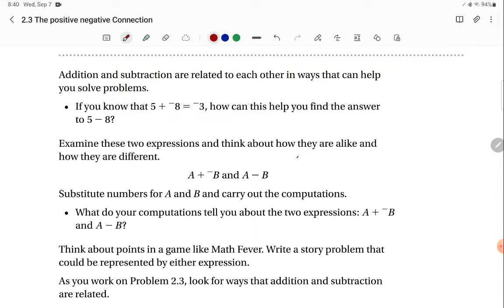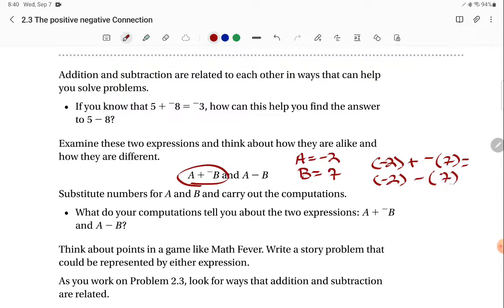Choose a number for A. So let's say A is -2 and B is 7. Okay? So we're plugging it in for A, and we're going to do this one first. So then we're going to do -2 plus, and it says -B, so it's going to be a -7. We're going to look at that answer and compare it with just A minus B, so that's just -2 minus 7. When we go through and solve these, we're going to end up getting the same thing. Both of them are going to be -9.